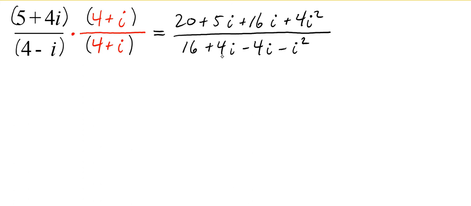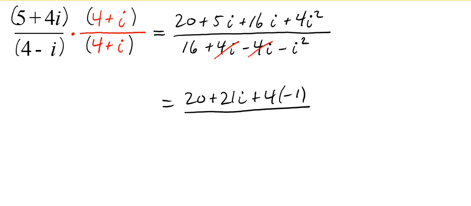So what we see on the bottom there is that those 4i's cancel out. So there will be no more i term on the bottom, because you also recall that i squared is equal to negative 1. So we'll go through and replace those i squared terms with negative 1. So that's going to leave us on top with 20 plus, now I do have some like parts there, the 5i plus 16i, so that would be 21i plus 4 times negative 1 over, on the bottom we get 16 minus negative 1.